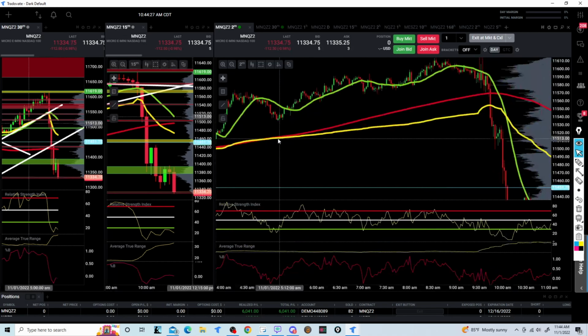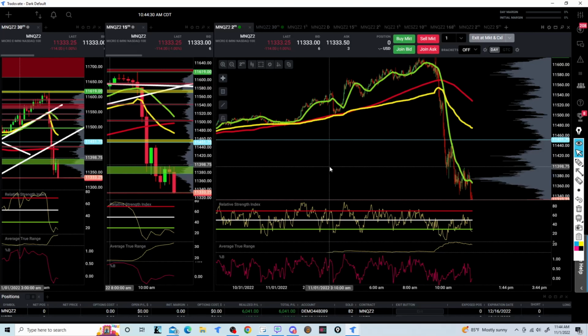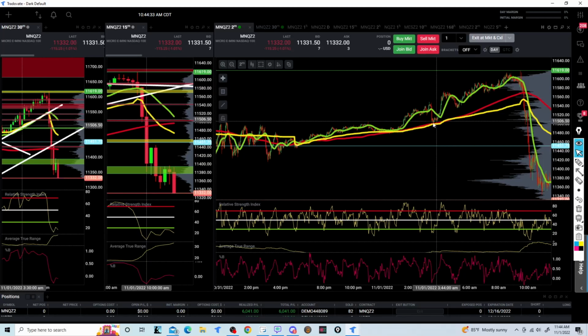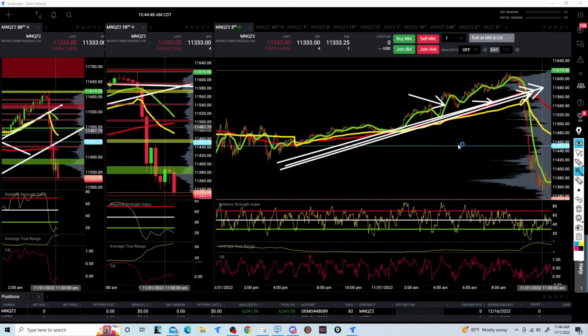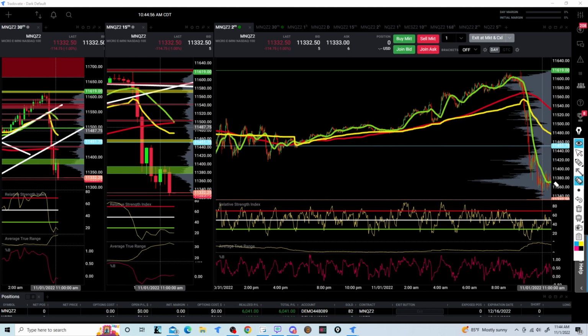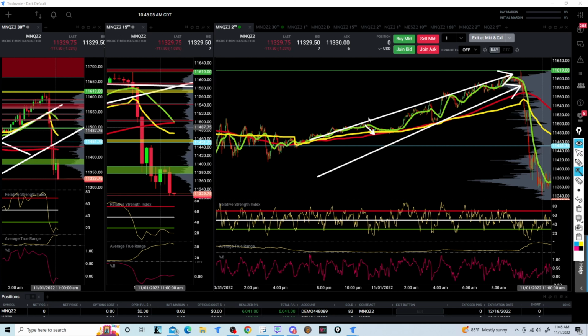So in a rising 20 period moving average, you're looking to only go long. When the 20 period moving average is above the 200 period moving average, your only position should be to the upside. Do you understand that basic, simple terminology? When your 20 period moving average is up and away from the 200, you are only looking to go to the upside.